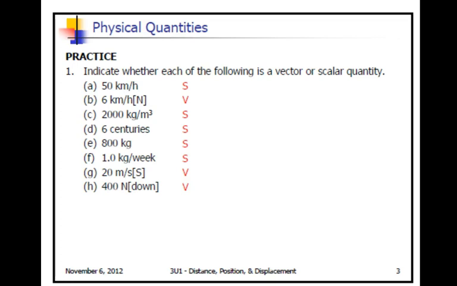G is a velocity, 20 meters per second. Direction is given, south, so now it is a vector quantity. And H is a force, 400 newtons acting down. That is a vector quantity.